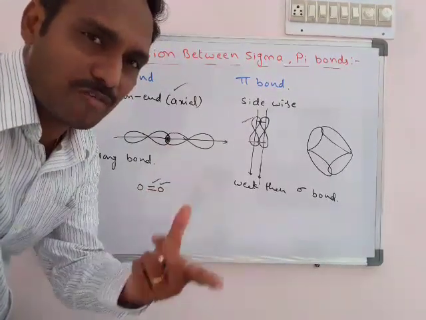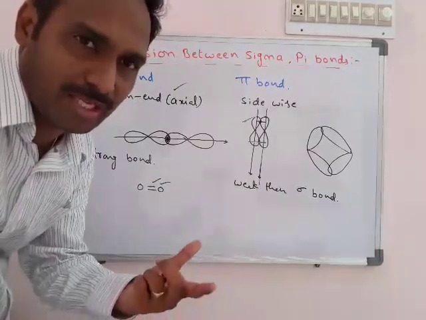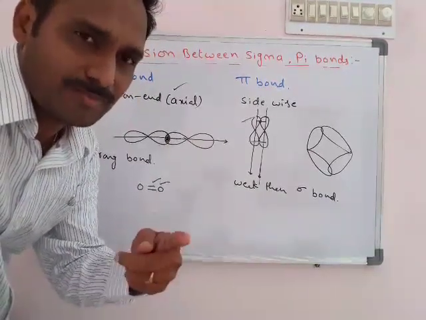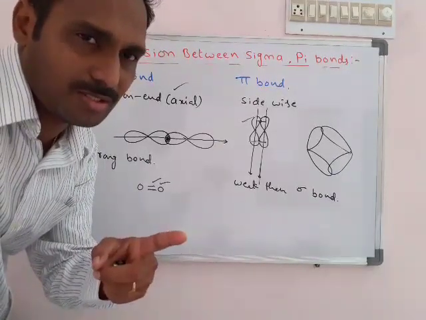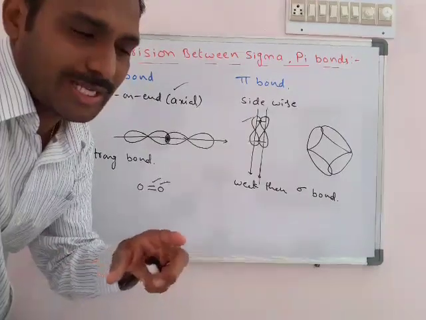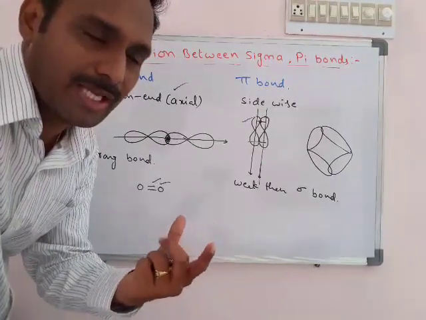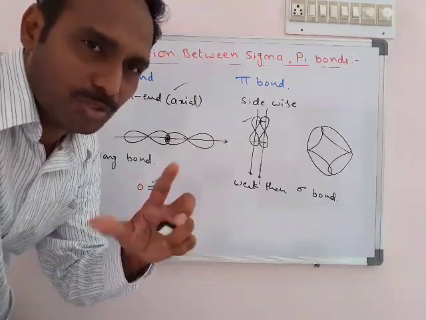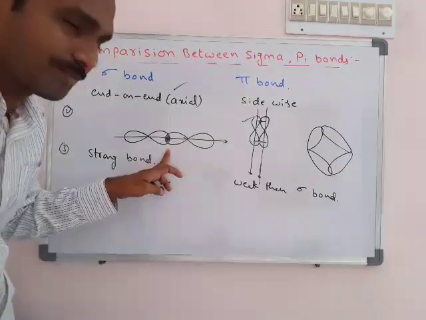If it needs the formation of another bond, like a double bond or a triple bond, the first bond is a single bond, only a sigma bond, only one possibility. So for the next double or triple bond to form, it is nothing but sideways overlapping, because straight-wise overlapping gives a single bond. Straight-wise overlapping has only one choice.